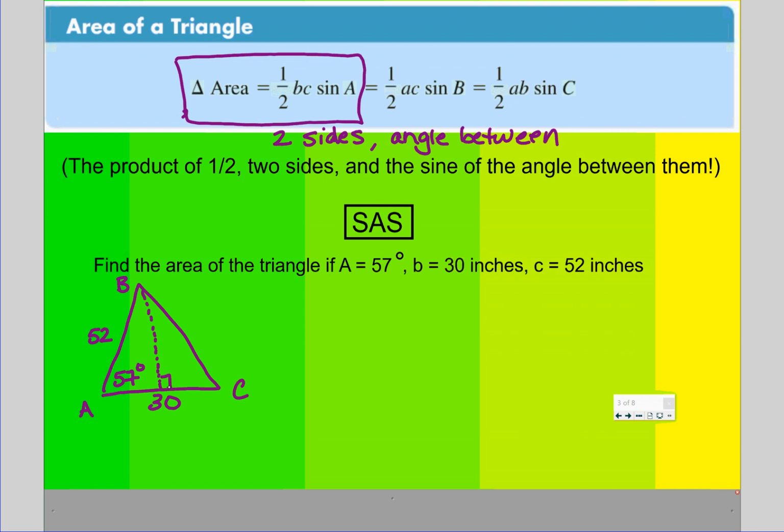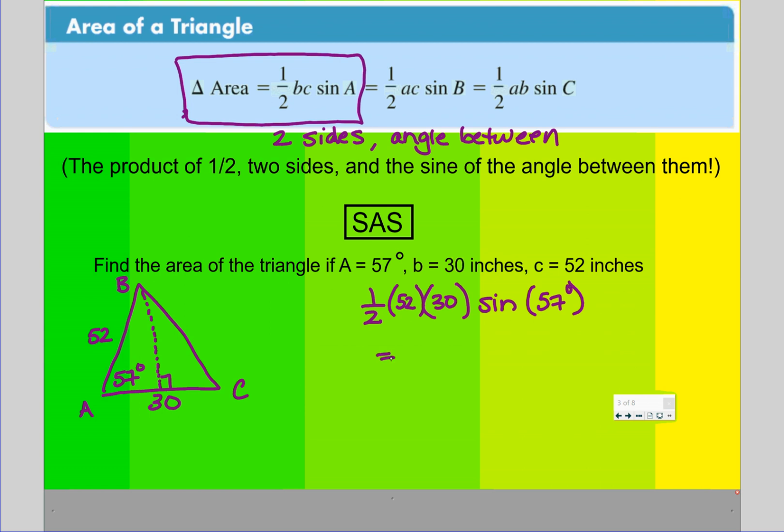But to save ourselves some time, somebody figured out you just do the same steps over and over again. So if we just do 1/2 times the two sides and the sine of the angle between them, we get the area. Okay, the two sides that we know are 52 and 30, and the angle between them is 57. Don't get too hung up on the letters A, B, C, okay, because those can change. We can write the formula different ways. As long as it's two sides and the angle between, you're good.